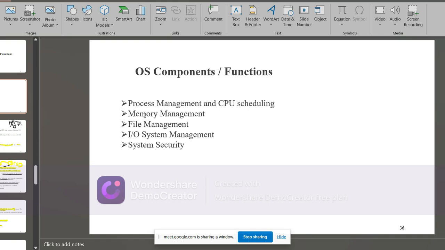Next comes file management. File management is nothing but the creation of a new file and deletion of a file. These are a few tasks performed with the help of file management. Next is IO management. IO management is nothing but input output device management. The resources which are required during a particular process are made available to the process. And last is system security, which provides security to the system. So these are the OS components. Now we'll discuss all the components in detail.